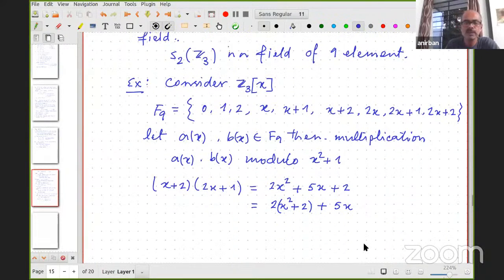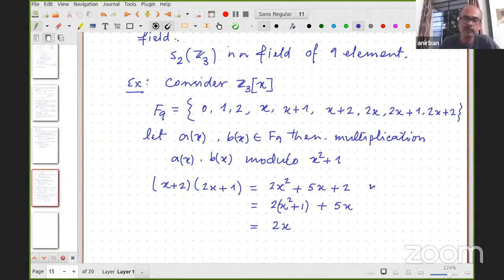So 5, of course, you have to read modulo 3. So all constants are coming from Z3. So this is read modulo 3. And okay, sorry, this is 1. I've taken 2 common. So this is 1. So x square plus 1. X square, so we are reading modulo x square plus 1. So this would just be 0. And 5 is 2 modulo 3. So this is just 2x, which is in the set. So that's how we multiply.